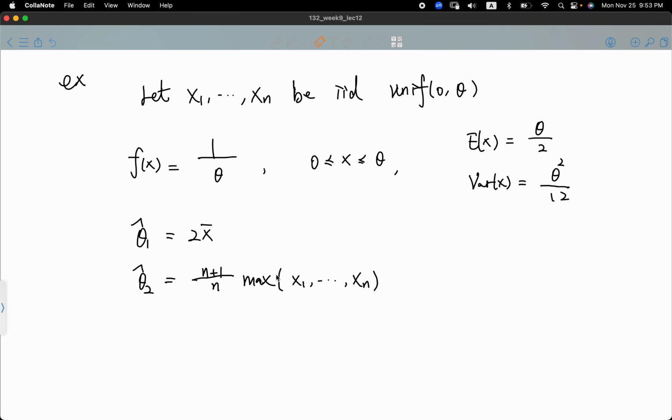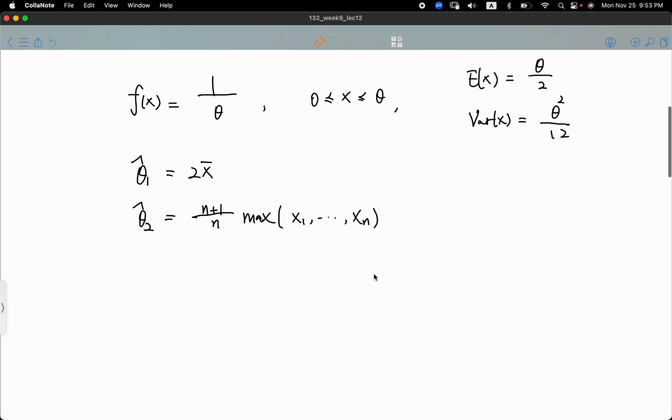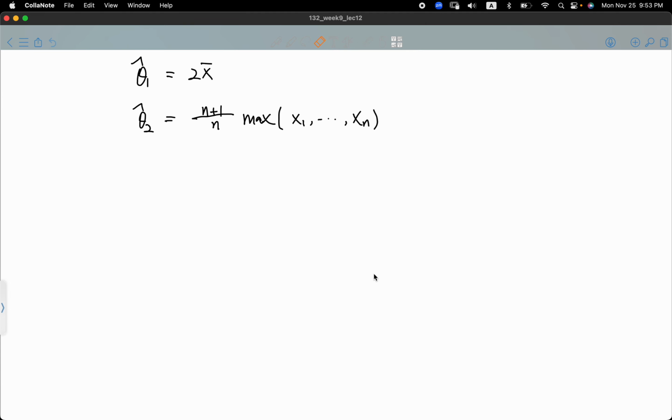So suppose you have the two estimators here. Now we want to calculate the efficiency, and to talk about the efficiency, we first need to talk about unbiasedness. Here are the two estimators, and now let's focus on the first estimator, and we first talk about its expected value.